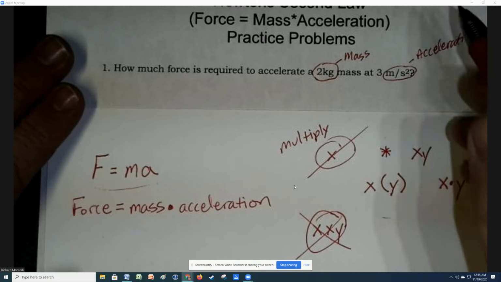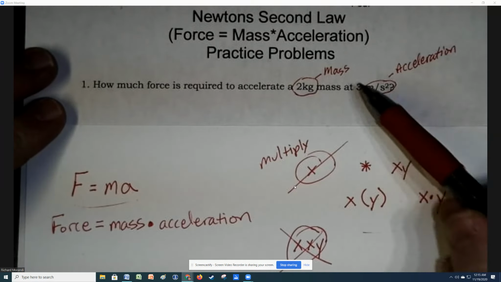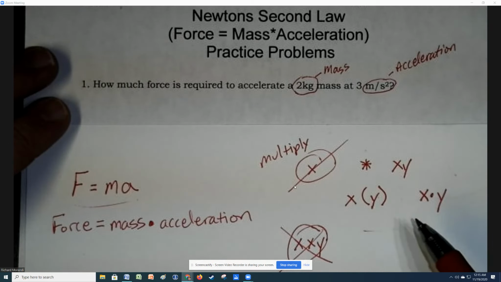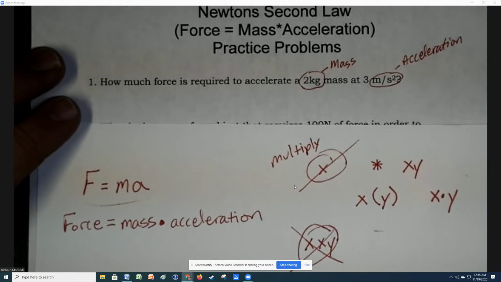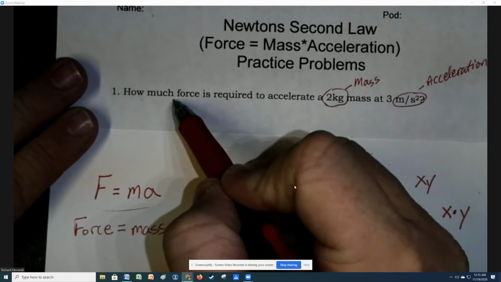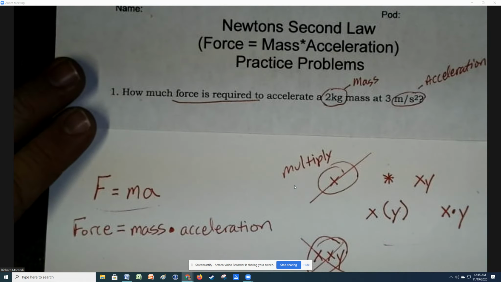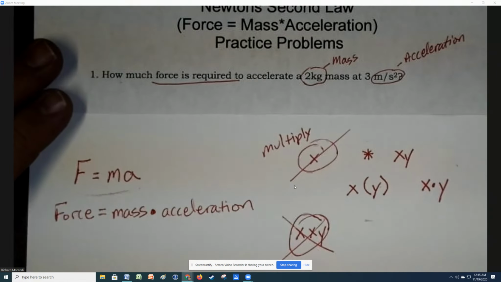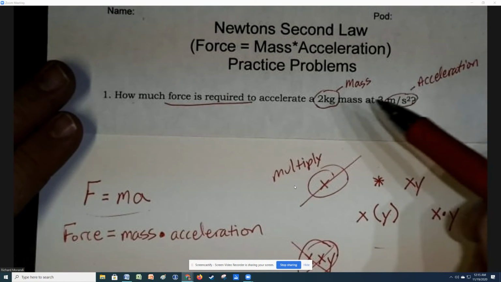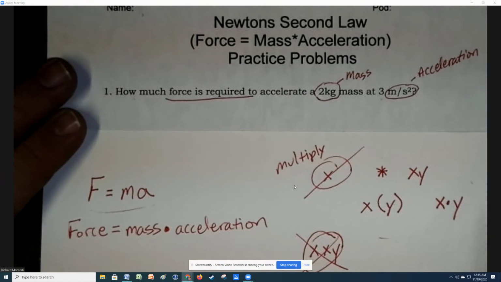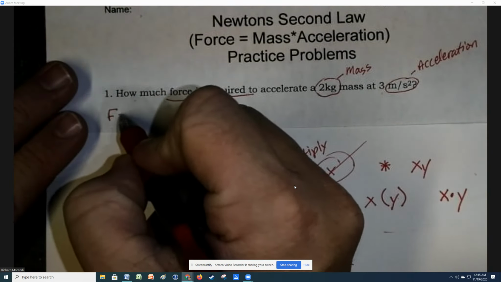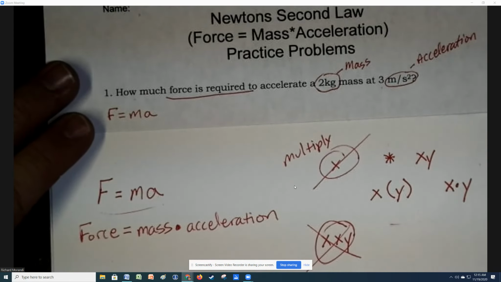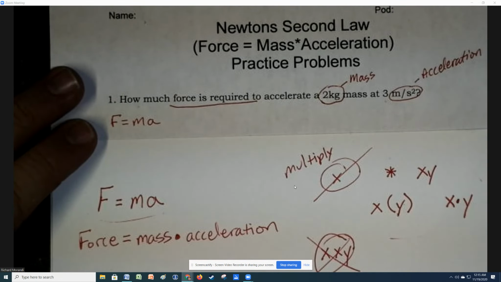And we talked a lot about units so far this year. I know those are true because I know that kilograms is a measurement of mass, and I know that meters per second squared is acceleration. Plus, on top of that, the question actually says how much force is required. So that means that I'm going to start this problem like this. And this is the way I want you to start every one of these problems. Figure out what you know already. Then put in my formula. F equals ma.